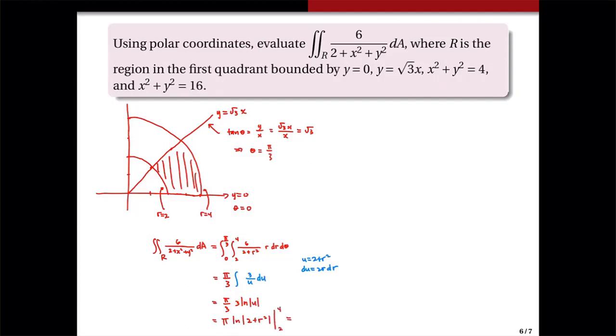So we will have pi times, at 4, 16 plus 2, that's 18, so ln of 18, minus, at 2, we have 2 plus 4, that's 6, so ln of 6. And you can simplify this. This is just pi times ln of 18 over 6, or just pi ln of 3. So this is the value of our integral.